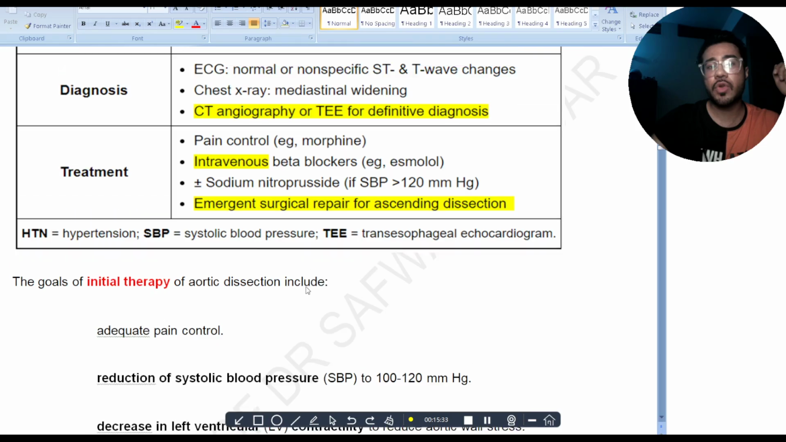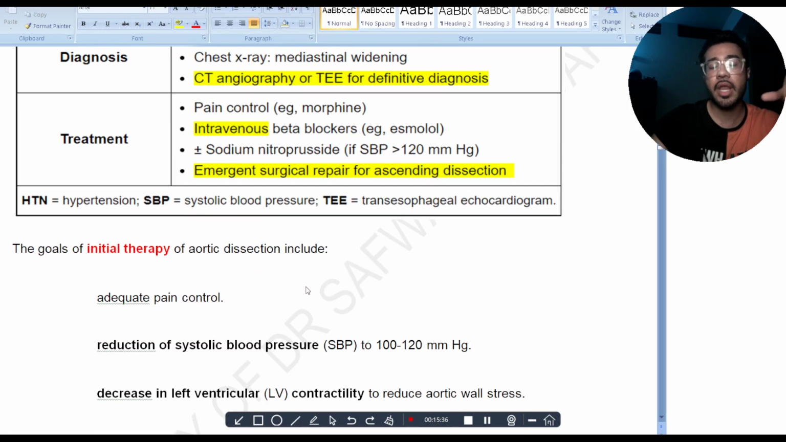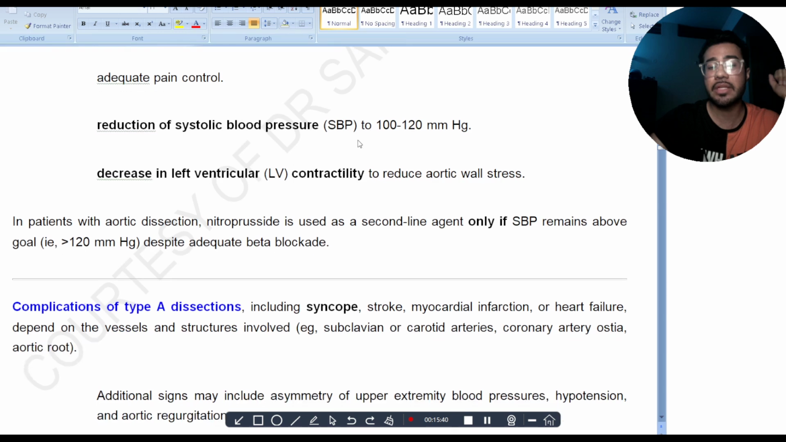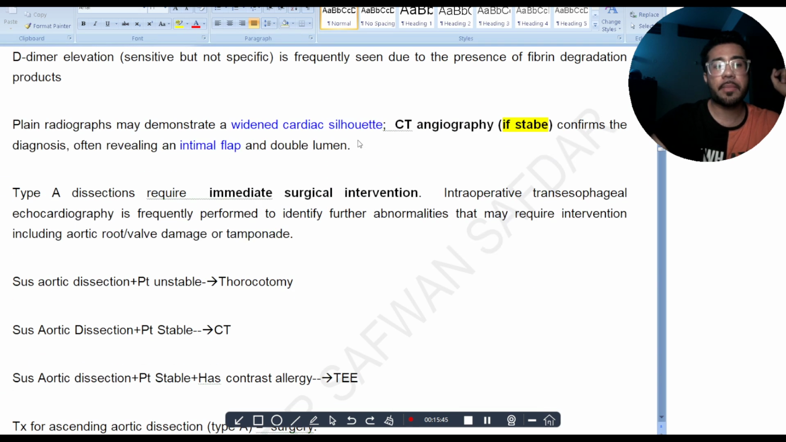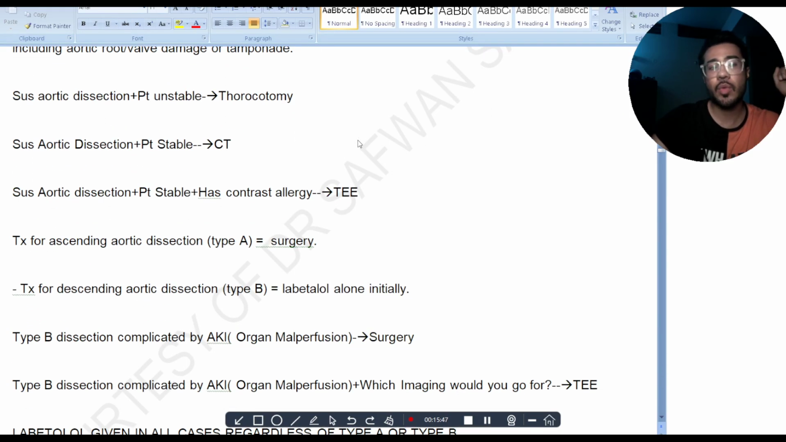If the blood pressure is not controlled by just beta blockers, you can use nitroprusside, but still I am emphasizing it again and again, the mainstay treatment is beta blockers. So I'm going to jump on to the main stuff here when it comes to Step 2 CK. I'll go up and explain everything.